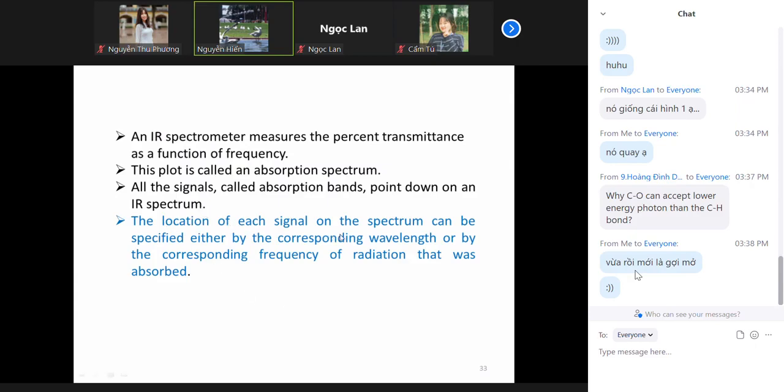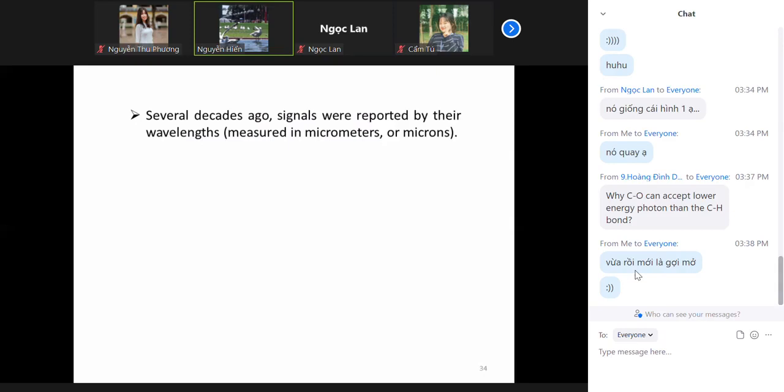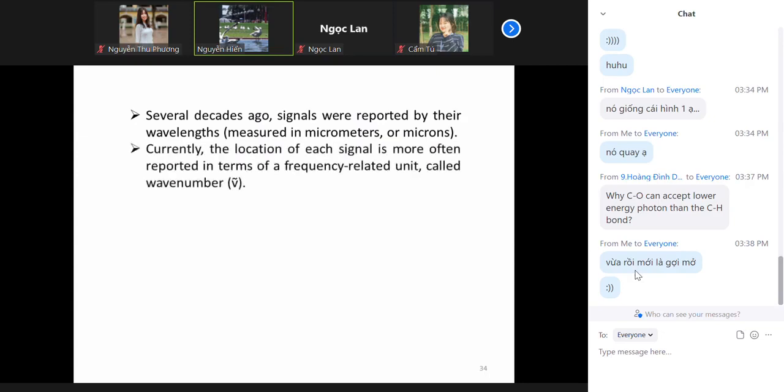Okay, the location of each signal on the spectrum can be specified by corresponding wavelength or frequencies. A long time ago, signals were reported by wavelength, measured in micrometers. But nowadays, the location of each signal is commonly reported using wave numbers. It has a symbol like this, and it has a wave on top. This helps to differentiate it from frequencies. Frequency is normally symbolized with this, and this is wave numbers.